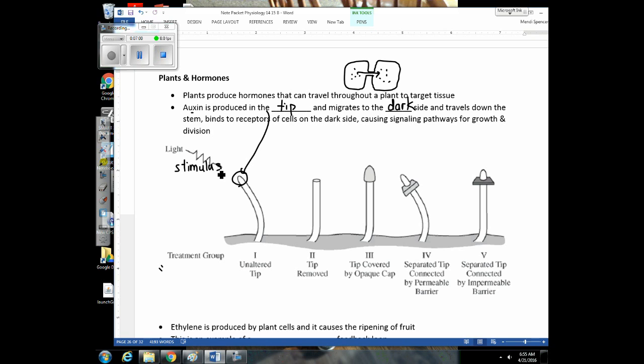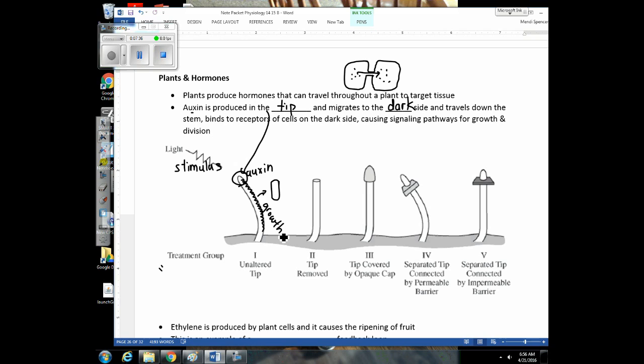Let's take a look at what happens whenever we alter the tip of this plant. As long as the tip is intact, this cell is going to receive that stimulus. Auxin is going to be produced. Let's show it migrating to this dark side of the stem, and that's going to cause these cells to elongate and divide so we get more growth on this side of the plant. We've briefly talked about this in a different lecture, and I showed you a diagram about how receptors are going to bind to auxin and cause signal transduction pathways that can result in the elongation and division of these cells on the dark side.